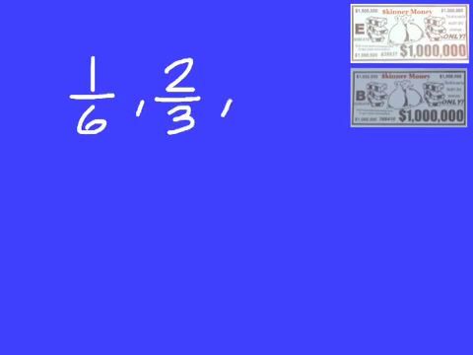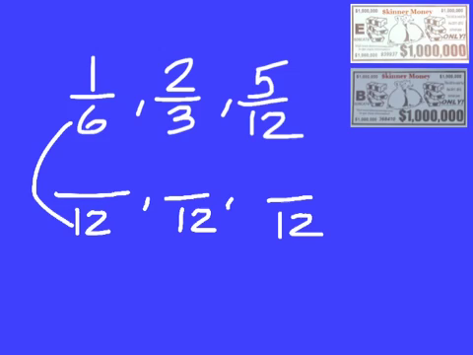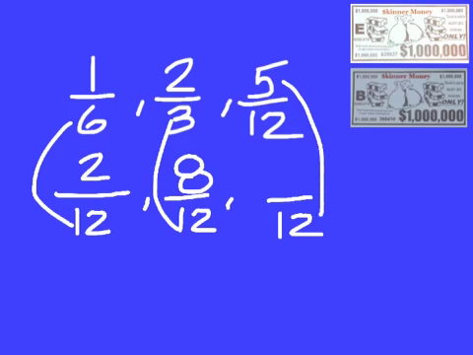Practice problem number 2. On the practice problem, what is the lowest denominator that all three have in common? 12. So if we go to 12 for each of them, then what happened here? By 2, so that's where I get a 2 from. What about here? 4. So I get an 8. And what about here? 1. Oh, I meant right here. Times 1, yeah, so 5 times 1 is 5.